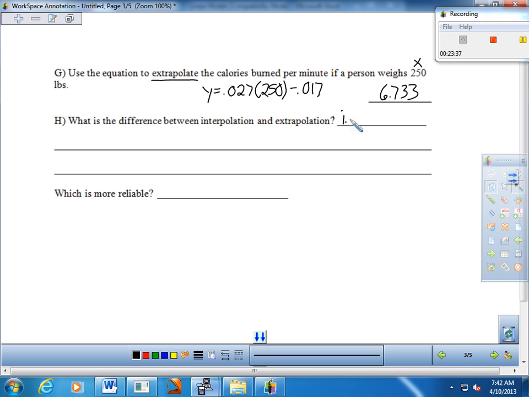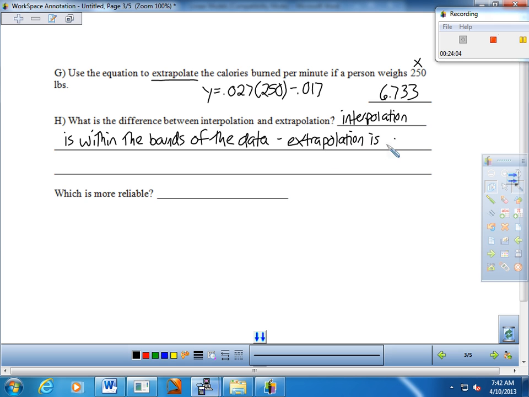So here's what I have. Interpolation is within the bounds of the data set, as I already stated. And of course, extrapolation is outside the bounds of our data set. Okay, which begs the question. And it's coming right up. Let me just get this in.